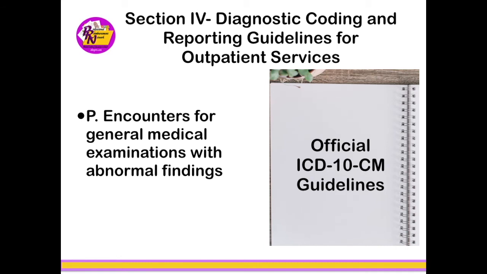Should a general medical examination result in an abnormal finding, the code for the general medical examination with abnormal findings should be assigned as the first listed diagnosis.